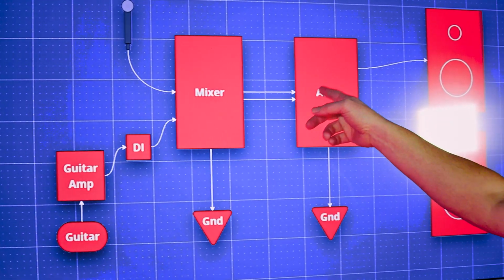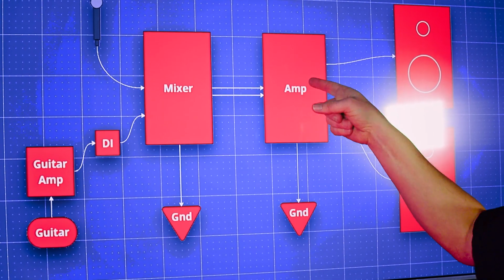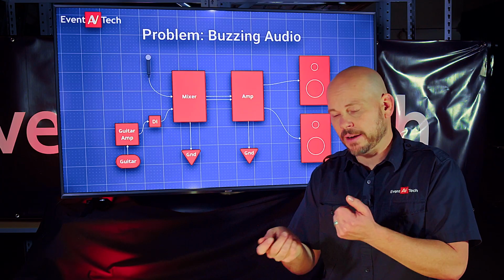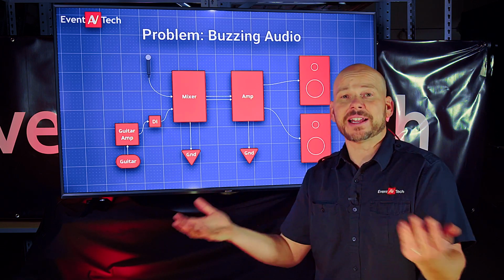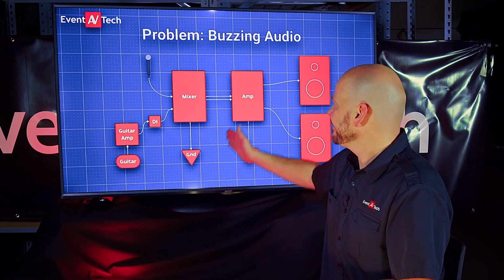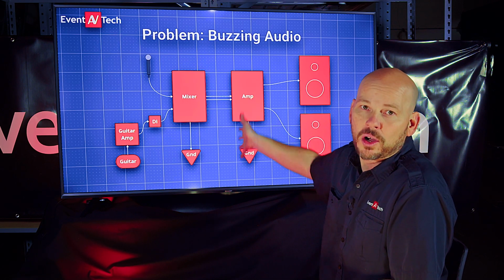I could also take a different input and put it inside my amp. Maybe I take my cell phone and I figure out how to put my cell phone straight into my amp through an adapter. And if that's all working, well, then it's not the amp that's causing a buzz.